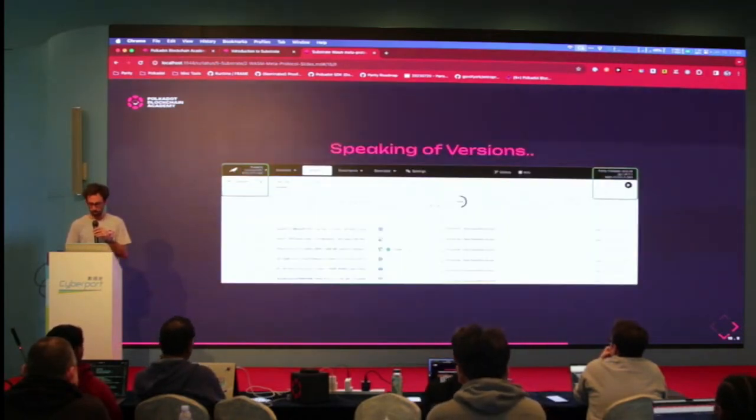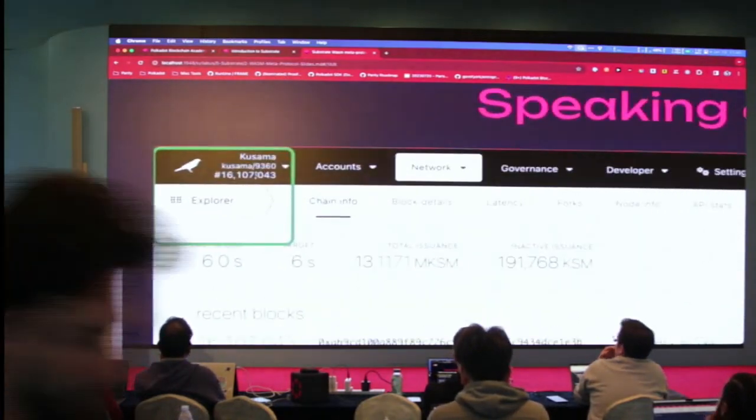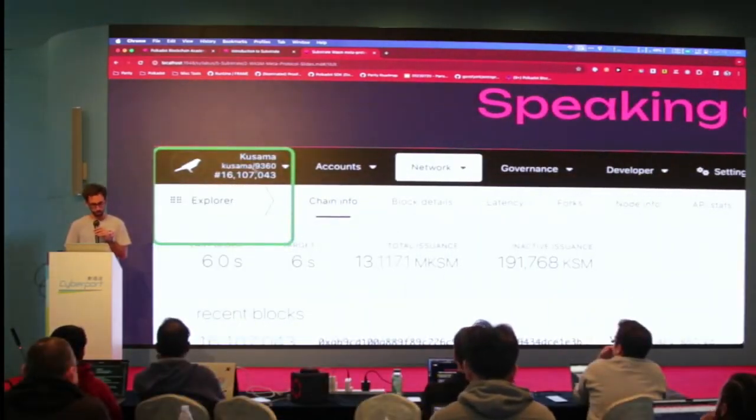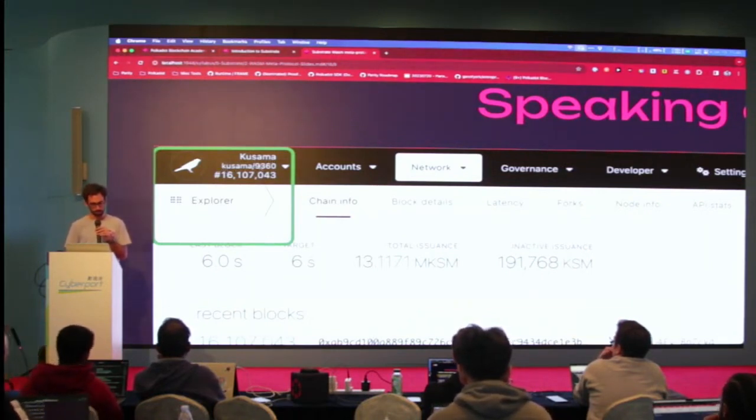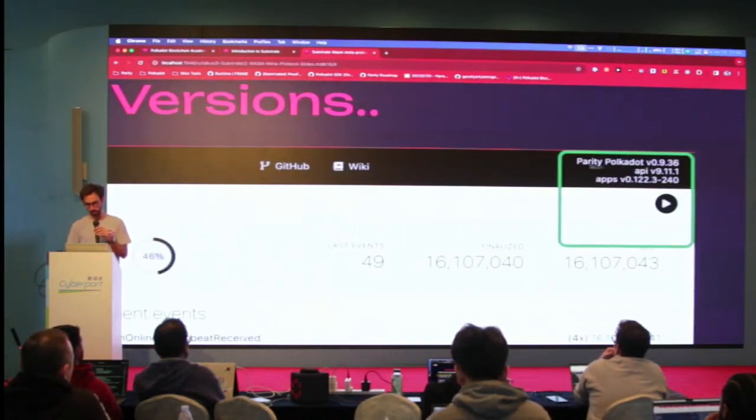Contrary to that, if you go to this beautiful Polkadot.js apps thing that you had yesterday and connect it to one of the production networks, for example, Kusama, you can see, on the top left, Kusama and a single number. This screenshot is a bit old, but it still conveys the message. This is the spec name and spec version. But on the other side, you have the node software's version, which is Parity Polkadot version 936.